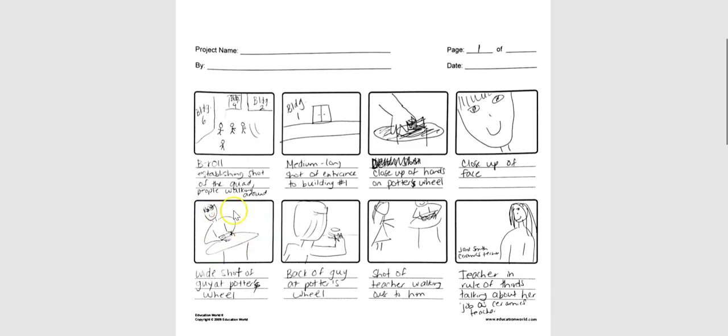a wide shot of this same student at the potter's wheel. This wide shot begins to give us a little bit more sense of where we are, the place. And then back of this same guy at the potter's wheel, from behind. And then a creative shot of whatever I want. So at this point, I'm going to bring my teacher in. So maybe a shot of the teacher walking over to him or talking to him or something like that.